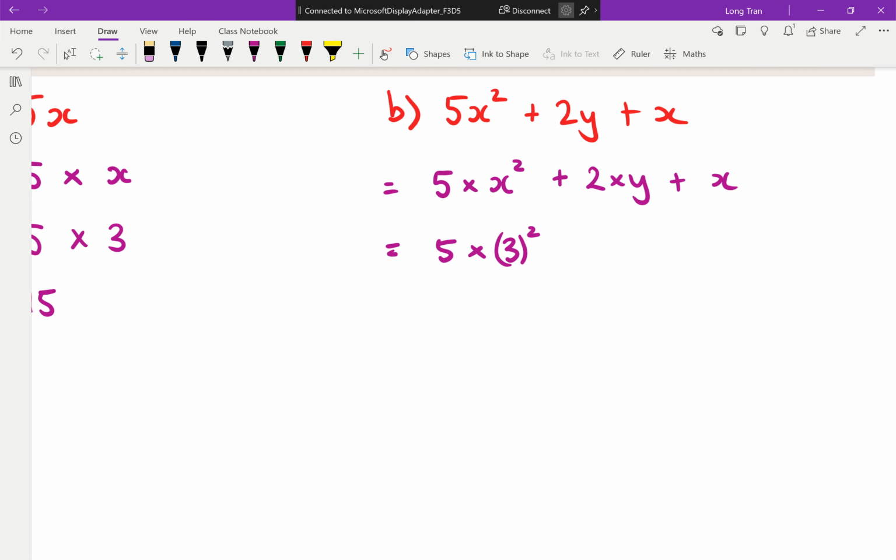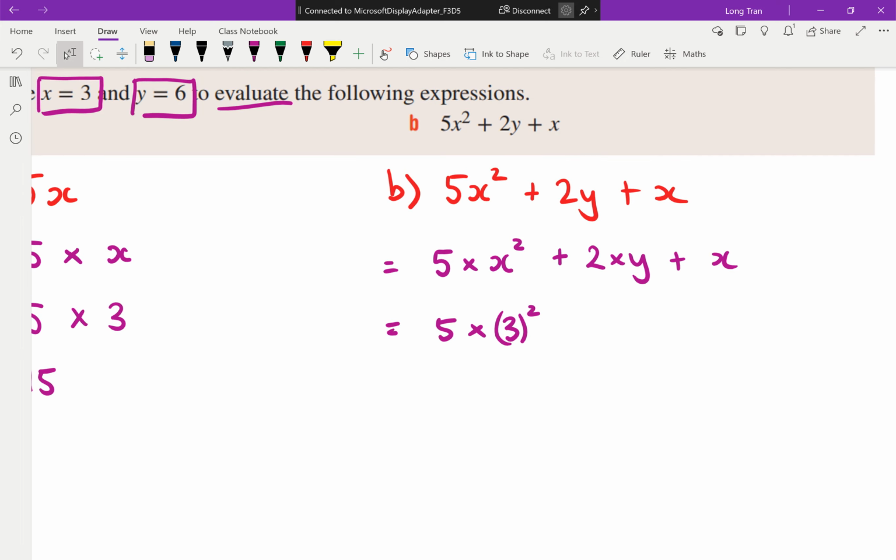It is not just x squared, it is 3 in brackets squared plus 2 times, and now y was 6, and plus x again, which is 3. See what I'm doing there? I'm just replacing all the x's with a 3, and all the y's with a 6, and this gives me a new expression now. 5 times, now what's 3 squared? 9, very good. Plus, what's 2 times 6? 12 plus the 3.